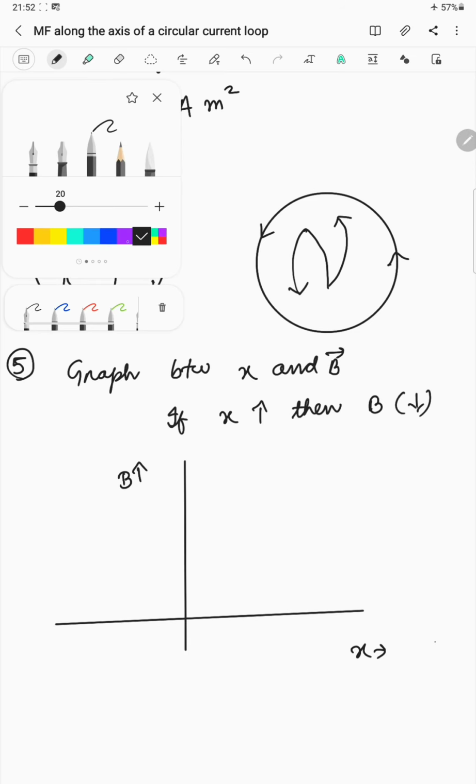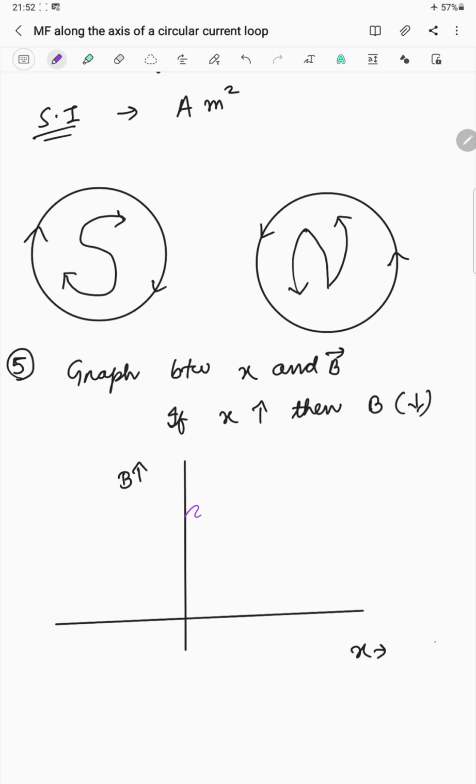It will be something like this. You will have a Gaussian curve of this fashion. Is it clear? Now let us do a very small problem related to it.